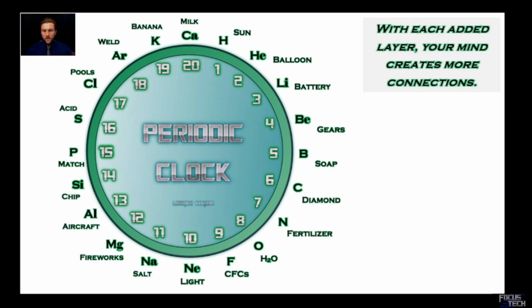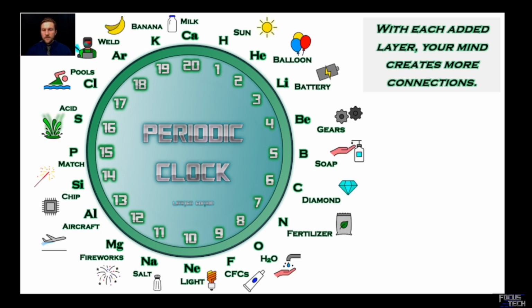Okay, working our way around. Hydrogen, we have the sun, helium balloon, lithium battery, and so forth. You work your way around, and then you can draw in your image. So again, following your way through, try and map out that image in your mind. So let's do a quick run through.